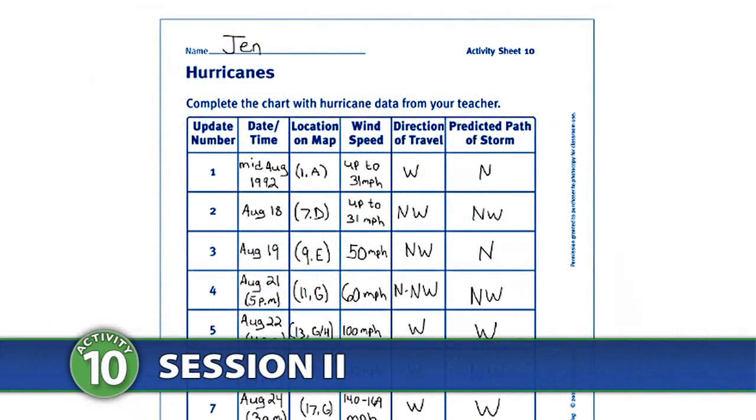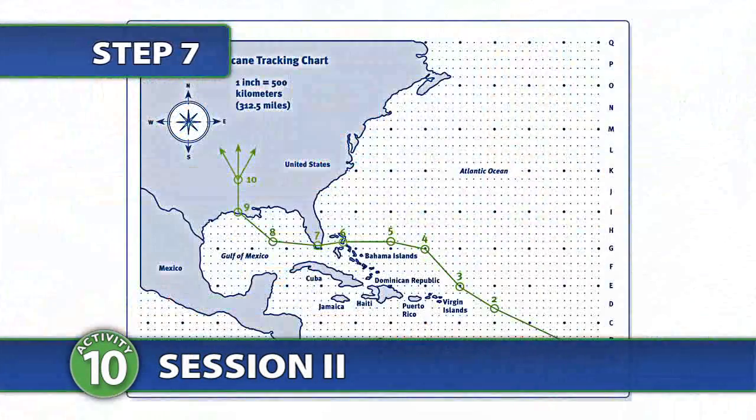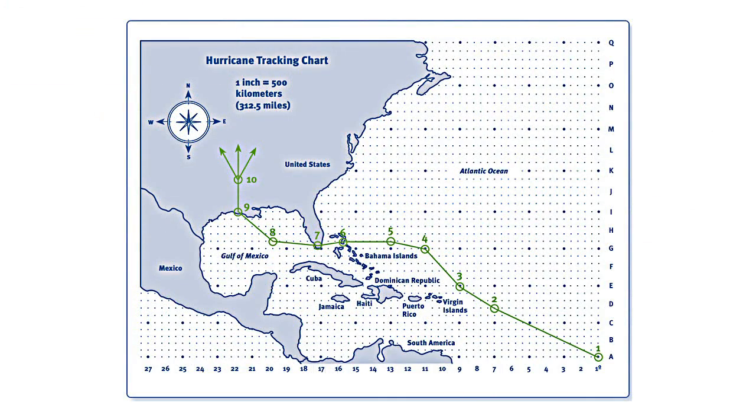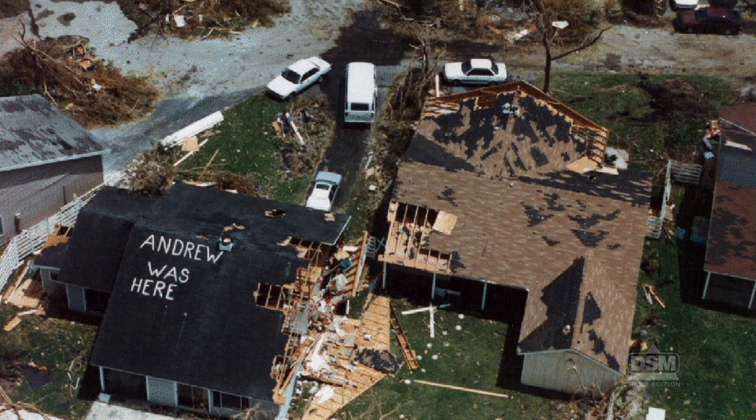To prepare for Session 2, students will need their completed Activity Sheet 10 and hurricane tracking chart from Session 1. You will need a projector, the hurricane tracking chart transparency, and an erasable marker. Make sure to begin Session 2 after completing Update 10. To begin Session 2, review the path of Hurricane Andrew with students and discuss as a class how long the storm lasted and the kinds of damage it caused.